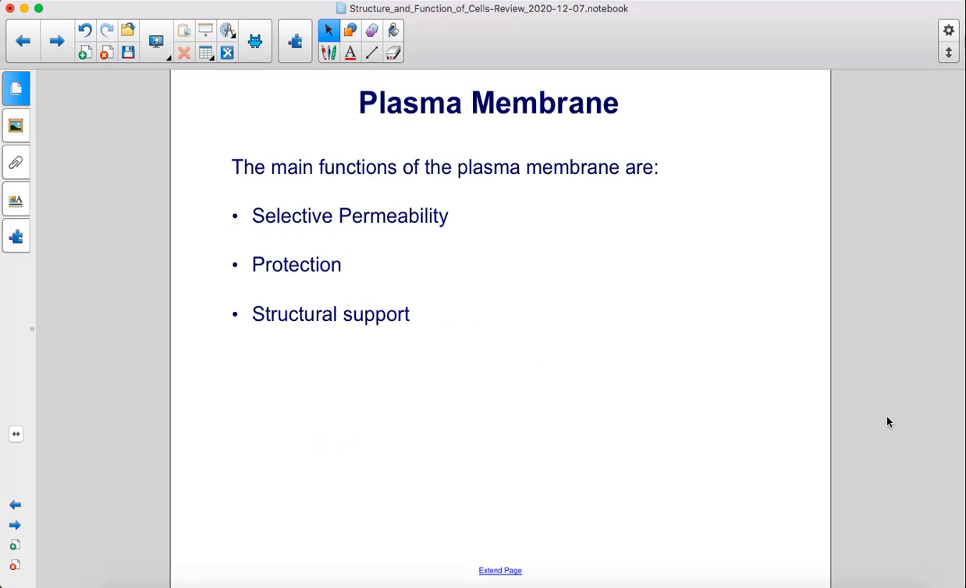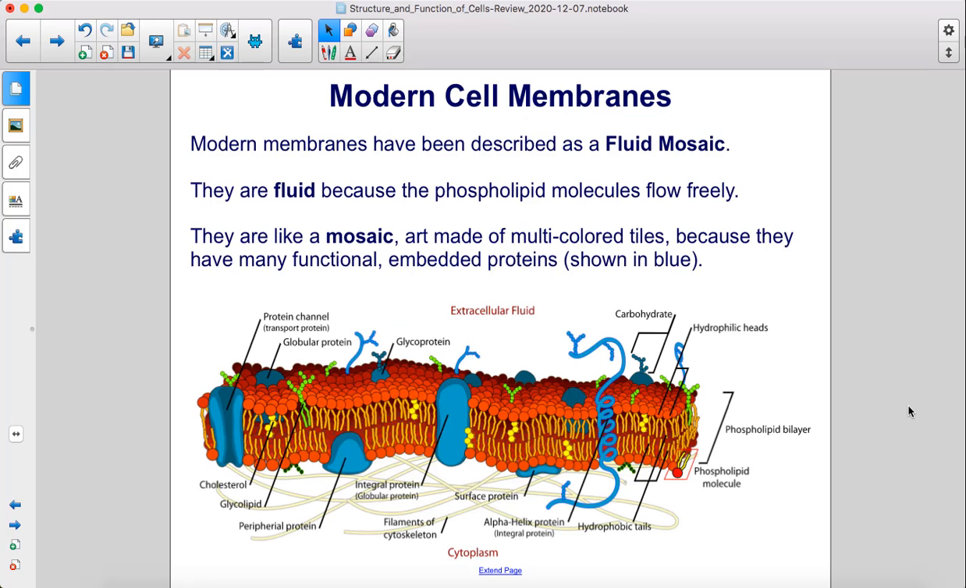The main functions of the plasma membrane are selective permeability, protection, and structural support. Modern membranes have been described as a fluid mosaic. They are fluid because the phospholipid molecules flow freely. They are like a mosaic, art made of multicolored tiles, because they have many functional embedded proteins, shown in blue.